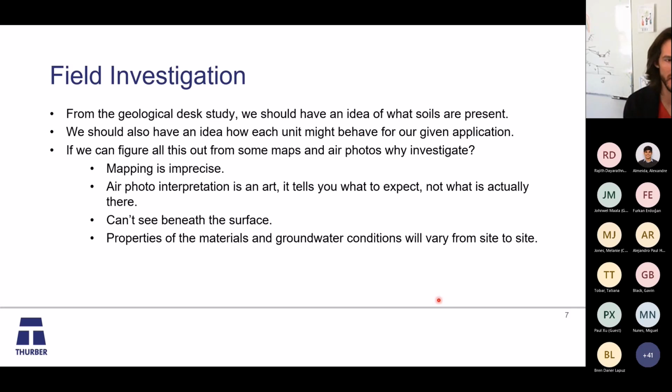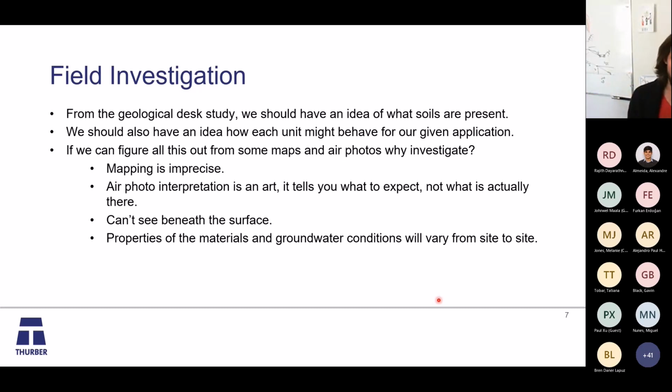So from that desk study, we have a reasonable idea of what soils are present. And we probably have a good idea of how each unit might behave for a given application. So, I ask kind of tongue in cheek, if we can figure all this out from maps and air photos, why do we do an investigation?